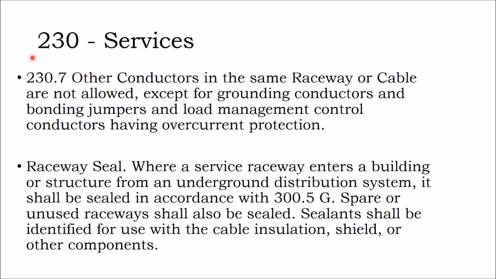And what this says is other conductors in the same conduit, in the same raceway, in the same bundled cable run as your solar conductors are not allowed, except for your grounding conductors and your bonding jumper system and any load management control conductors having overcurrent protection, which would actually be like a DC power optimizer that directly drives and controls the current, or a battery conductor system would have load management control conductors in them with overcurrent protection.